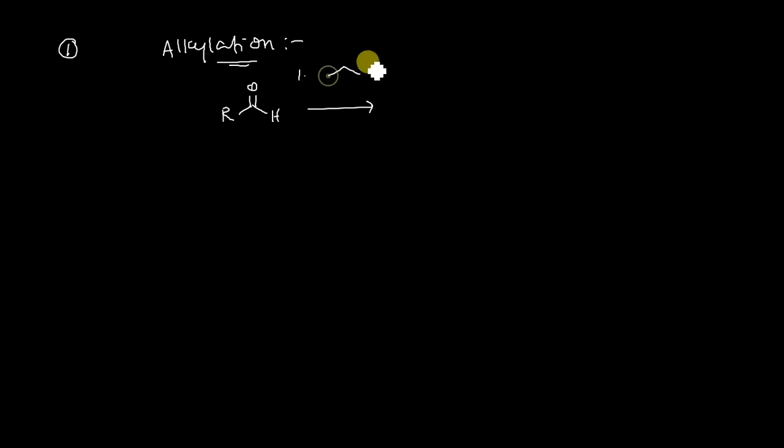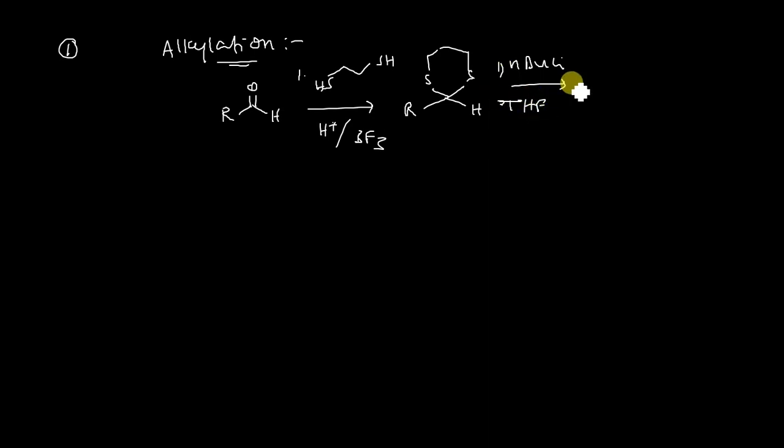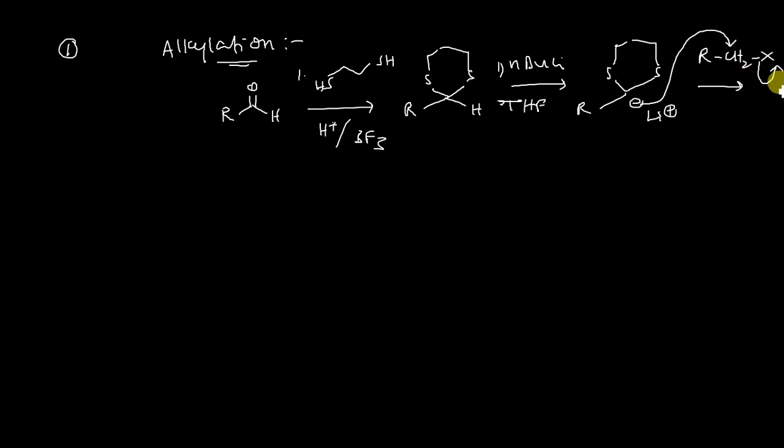Let us start with the first application, that is alkylation. Suppose you have a carbonyl compound, that is an aldehyde, treated with 1,3-propanedithiol in the presence of either Bronsted acid or Lewis acid, which gives you 1,3-dithiane. This 1,3-dithiane is treated with n-butyllithium in THF solvent at low temperature, and it generates 2-lithio or lithiated 1,3-dithiane, which is a good source of nucleophile. Now if you treat this with an alkyl halide, generally there is an attack of the nucleophile onto this electrophile. That means an SN2 kind of reaction takes place here.